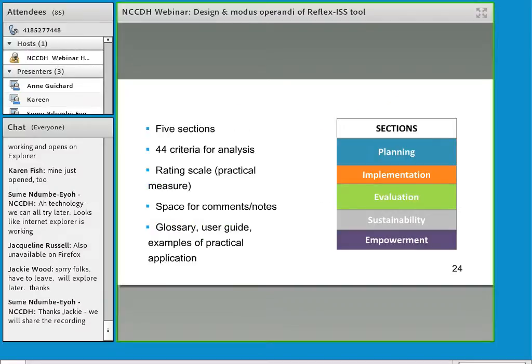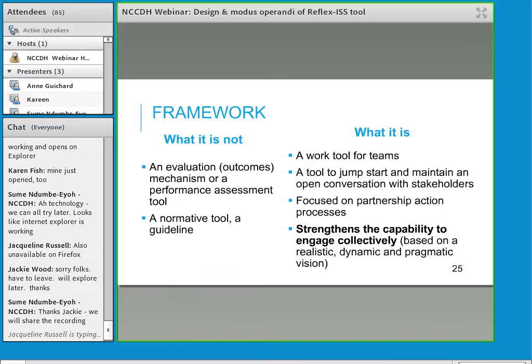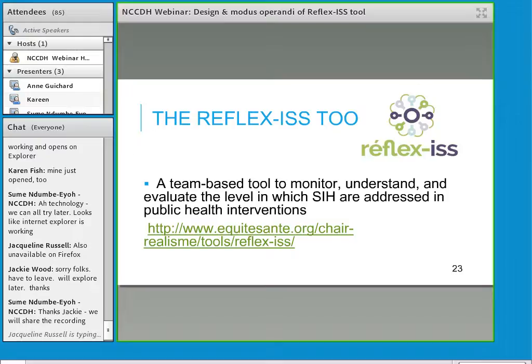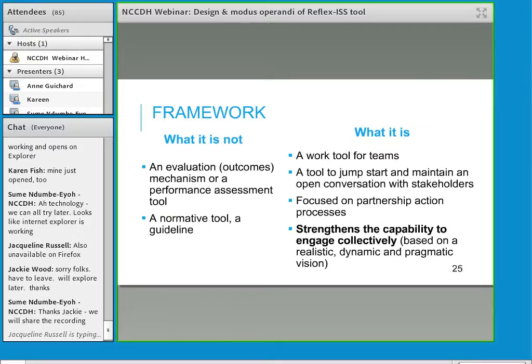We move to the slide number 24. No. 20. Excuse me. Okay, 25.